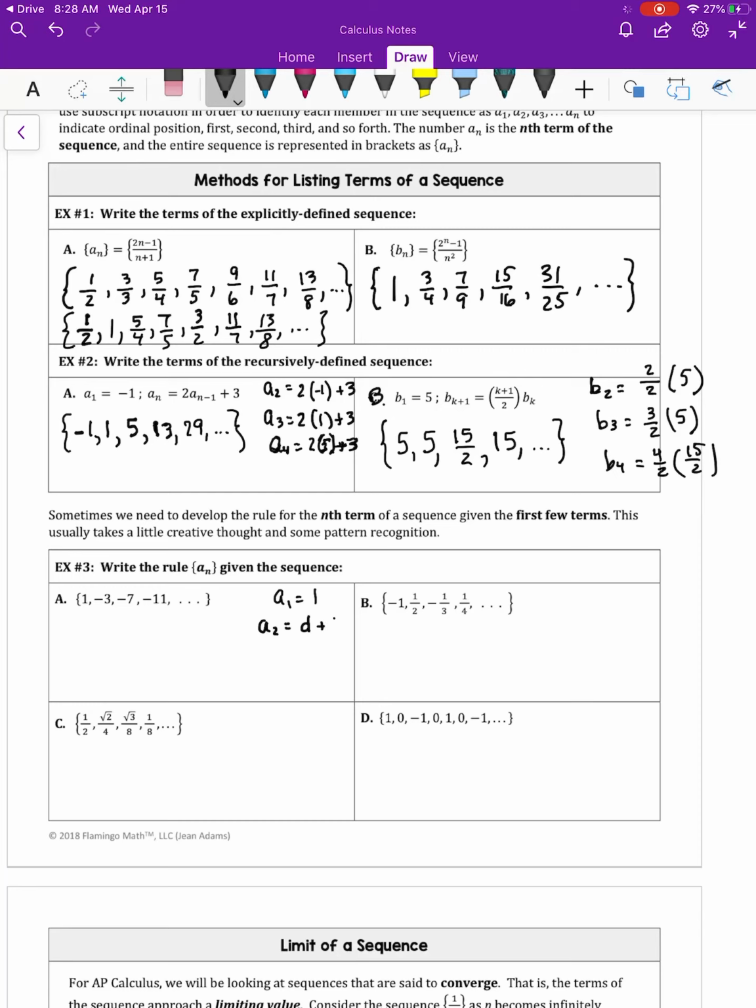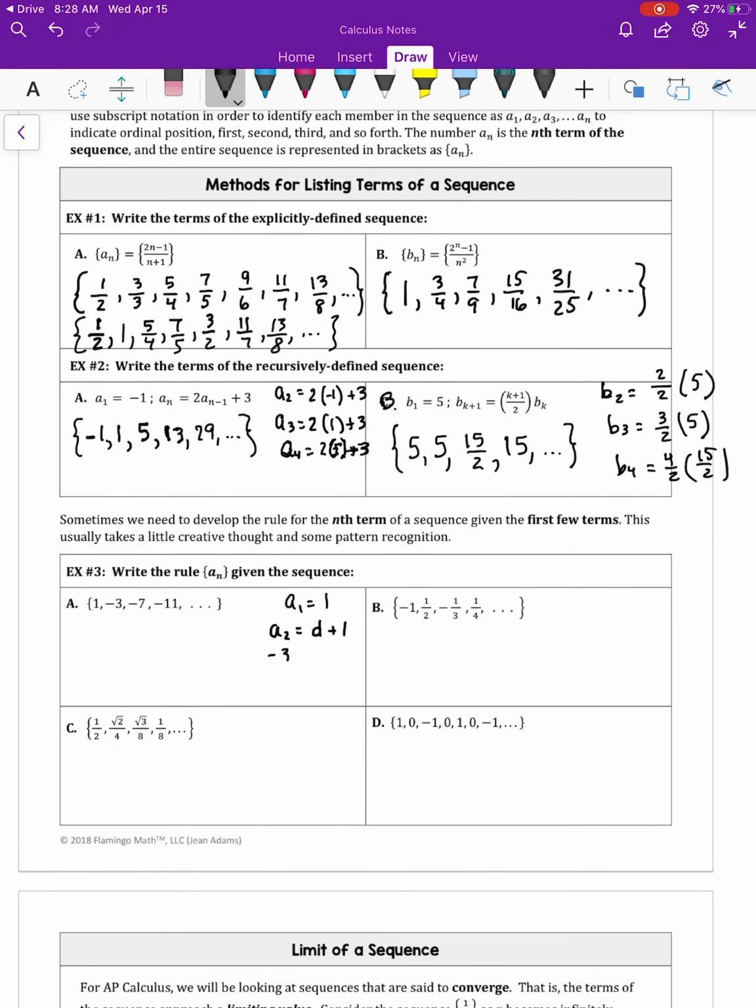So what you could think of it as is that your second term is some number d plus your first term, right? And so if my second term was -3, some number d plus my first term, and then you could solve for d. Like if you felt like, oh, well, I don't know. So then your d is -4.